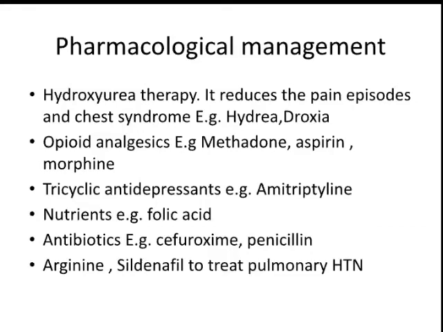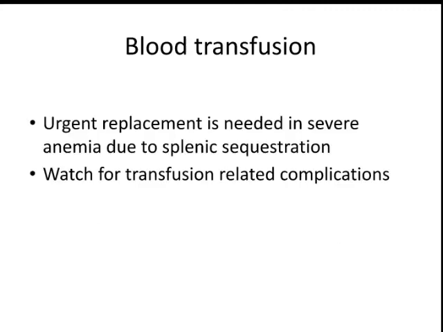Antibiotics should be given at times to reduce infections, and sildenafil to treat pulmonary hypertension. Arginine or sildenafil is the drug of choice to minimize the pulmonary hypertension. Blood transfusion: these patients will be receiving blood transfusion very frequently to replace the low hemoglobin. So urgent replacement is needed in severe anemia. Otherwise they will have regular follow up, they will test hemoglobin and they will be receiving blood transfusion.